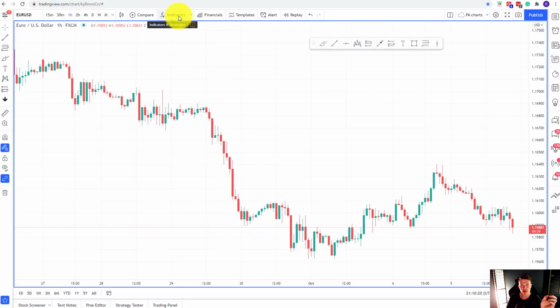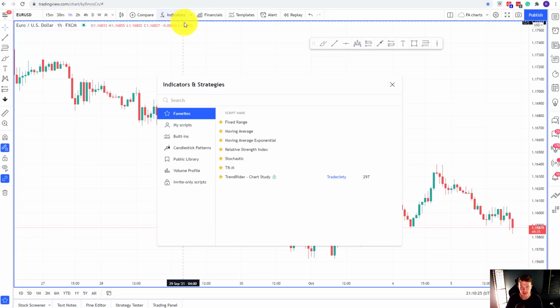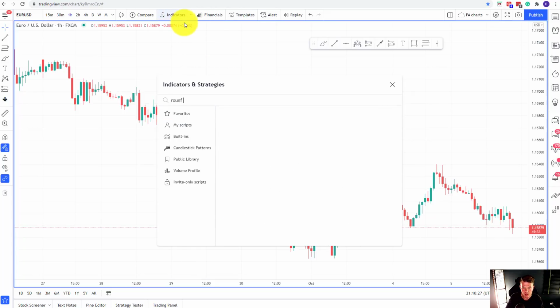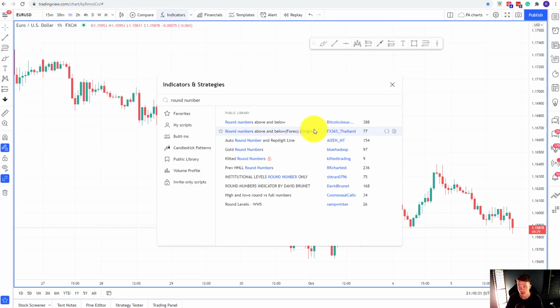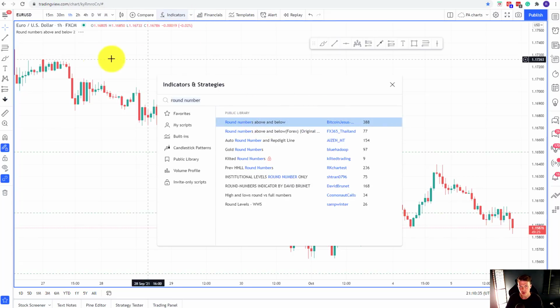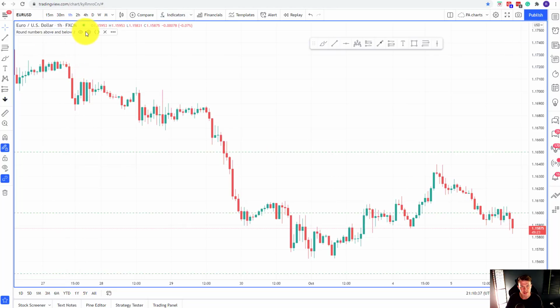So let's start, for example, with the round numbers. And you go just to indicators, then this window pops up. You type in whatever you want to find, round numbers. And then the one I use for the video is this one, round numbers above and below. You click on it. Now you can see here in the top right, it's already in your TradingView.